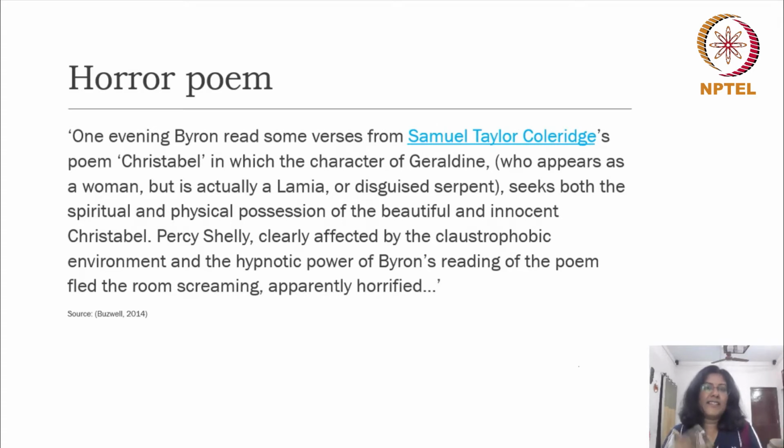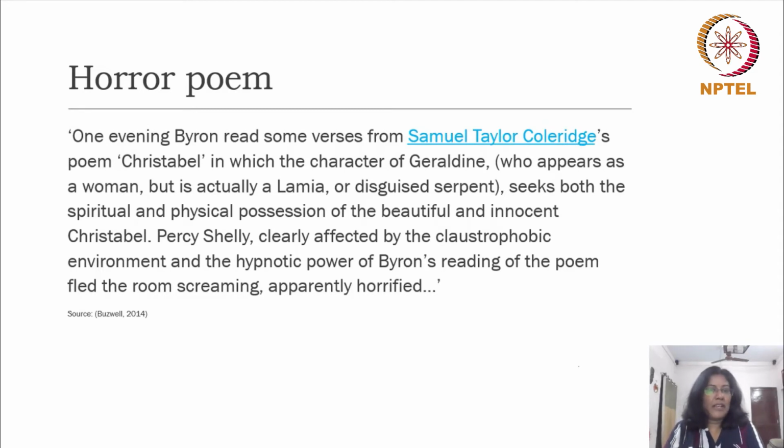So this group of literati, these literary figures, Byron and Shelley, pass the time by telling each other ghost stories. And one evening, a horror poem was read out, and let's see what that poem is. So Byron read some verses from Samuel Taylor Coleridge's poem Christabel, a Gothic poem in which the character Geraldine, who appears as a woman but is actually a lamia or disguised serpent, seeks both the spiritual and physical possession of the beautiful and innocent Christabel. So the context for this poem is that a disguised serpent is trying to possess a very innocent, beautiful young woman.